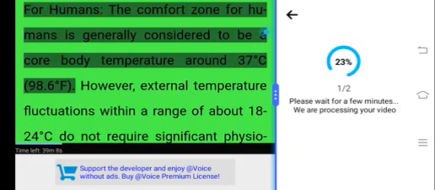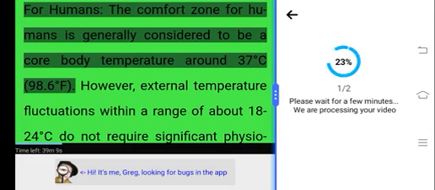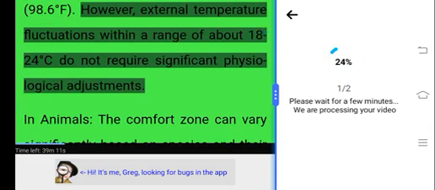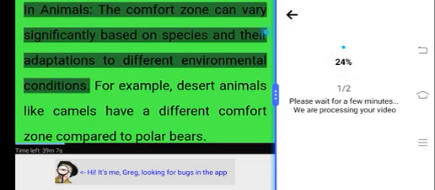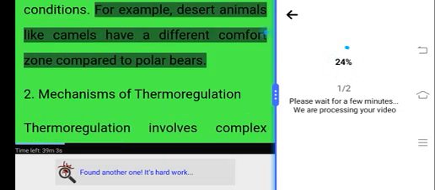For humans, the comfort zone is generally considered to be a core body temperature around 37 degrees Celsius, 98.6 degrees Fahrenheit. However, external temperature fluctuations within a range of about 18-24 degrees Celsius do not require significant physiological adjustments. In animals, the comfort zone can vary significantly based on species and their adaptations to different environmental conditions. For example, desert animals like camels have a different comfort zone compared to polar bears.